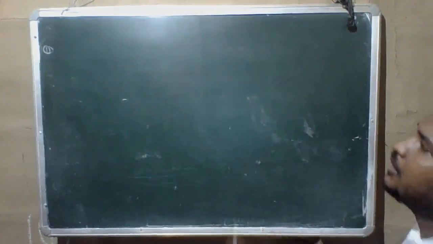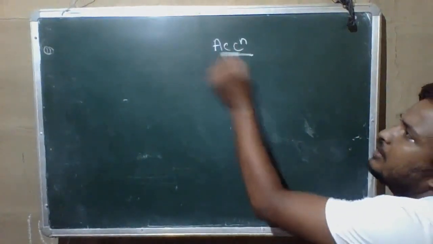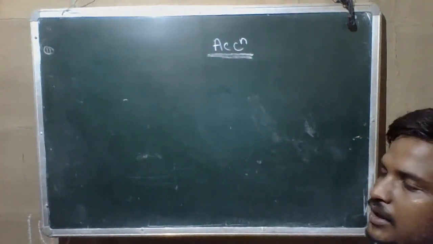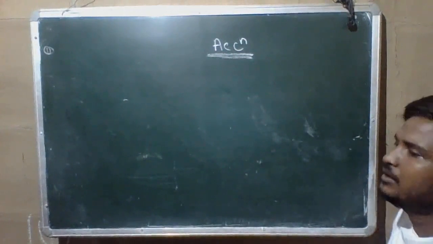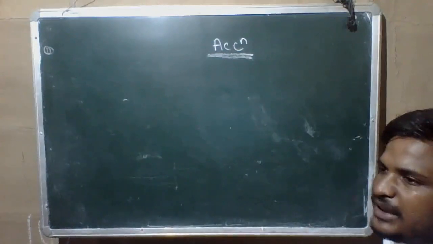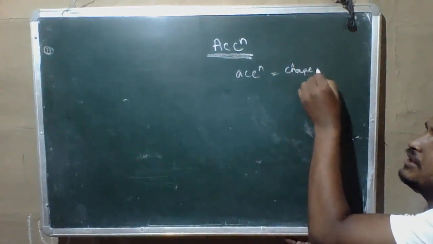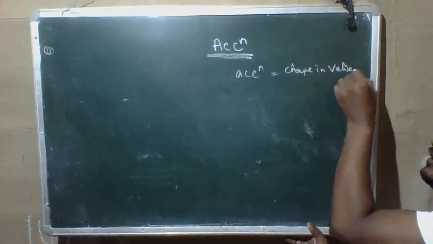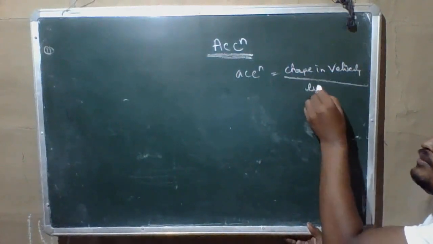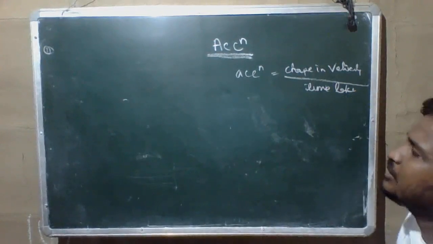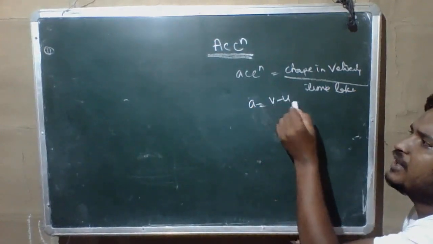Now, acceleration is also of the same type. Let us see a little bit about acceleration also. What is the meaning of acceleration? Change in velocity per unit time is called acceleration. It is equal to change in velocity by time taken. So basically the formula is a equals v minus u by t.